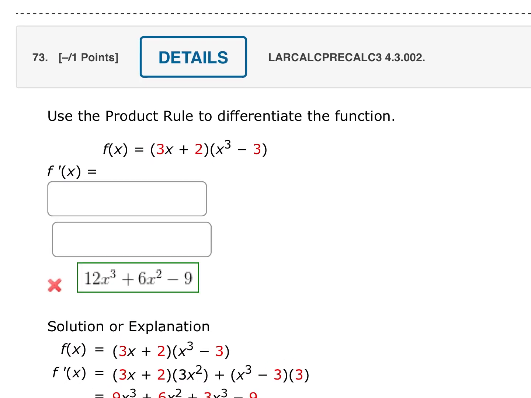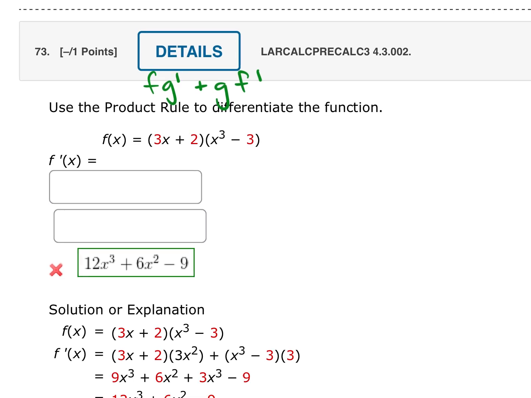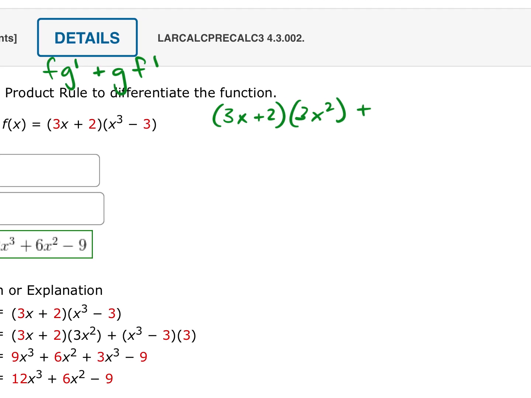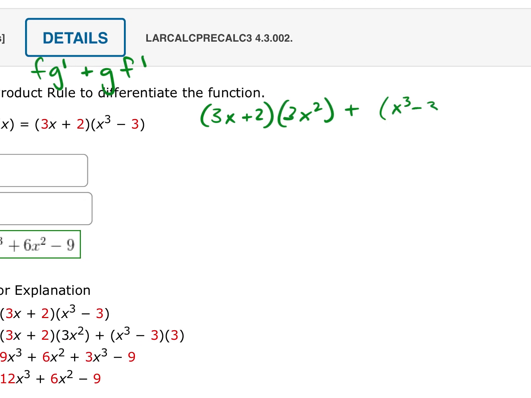73, we're going to use the product rule. So the first times the derivative of the second plus the second times the derivative of the first. So 3x plus 2. The derivative of the second would be 3x squared plus the second times the derivative of the first, which would be 3. We would distribute and then combine your like terms.